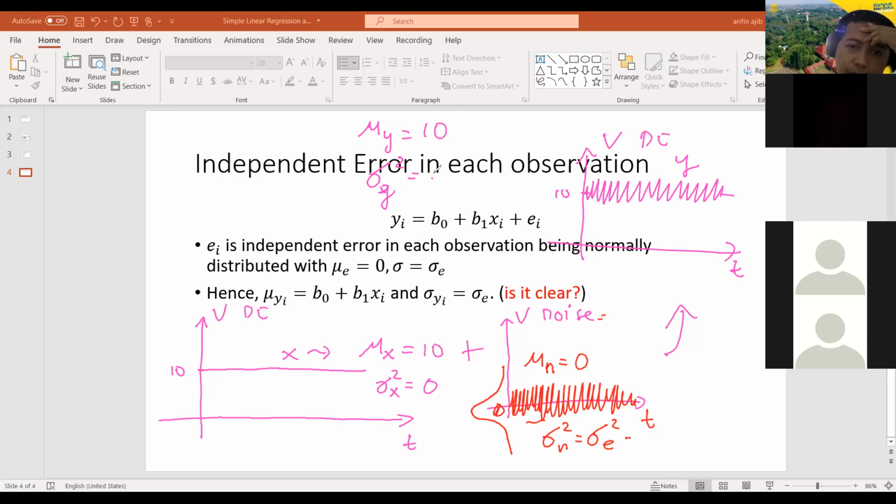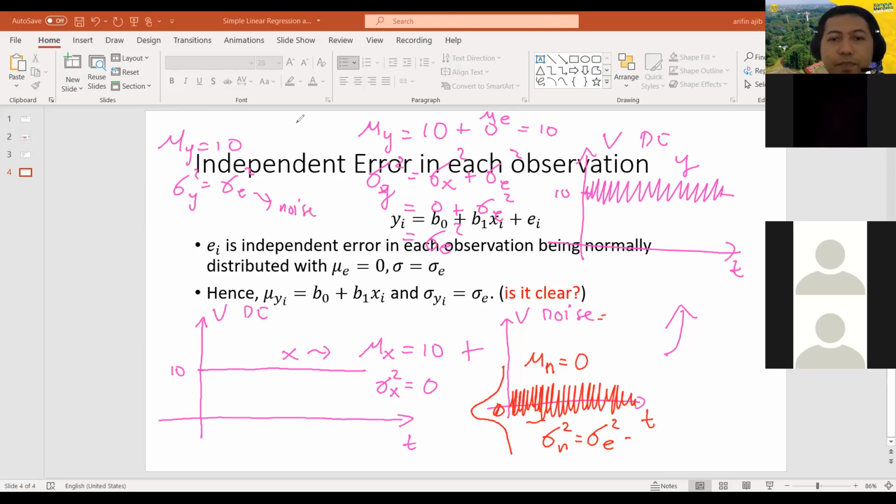Standar deviasi dari Y apa? Standar deviasi dari X ditambah standar deviasi dari E. Ini sama dengan 0, ini sama dengan... sepakat nggak? Oke. Ini ditambah 0 kan, ini mu-nya siapa? Mu-nya si E itu kan 0. Kan sama dengan 10. Nah, oke. Oleh karena itu, mu Y sama dengan 10. Standar deviasi Y-nya adalah E kuadrat, atau punyanya si noise. Oke ya?